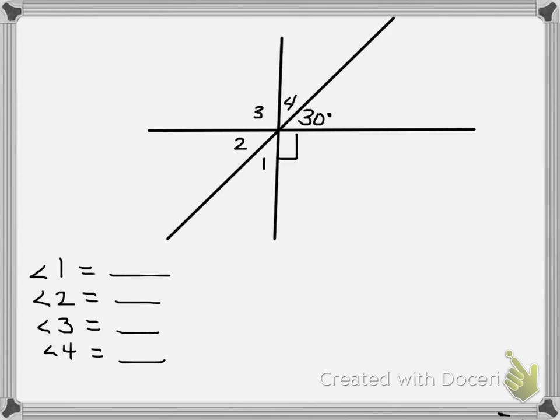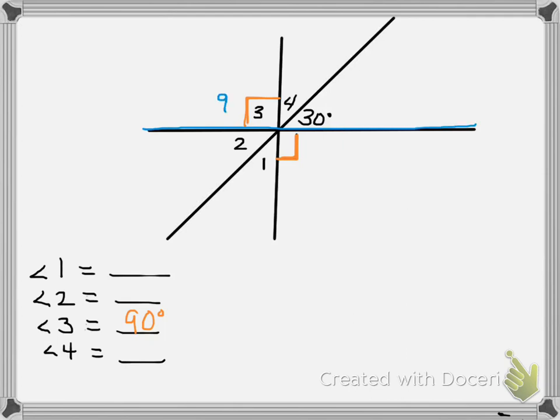One thing that we know right off the bat is that we have a set of vertical angles. This 90-degree angle is vertical with angle 3. So that tells us right away that angle 3 is equal to 90 degrees.